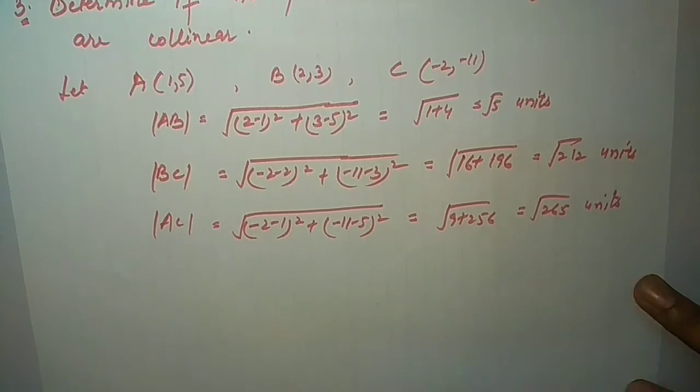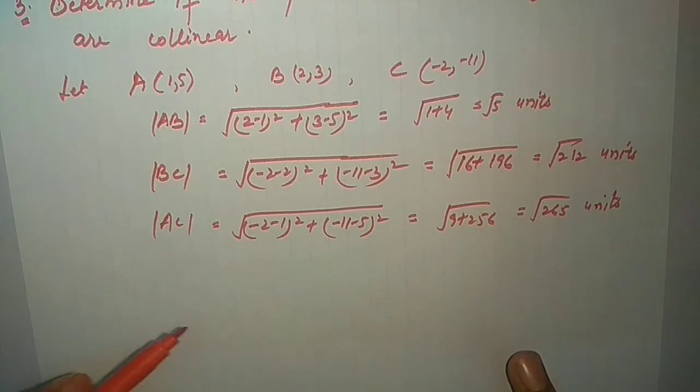Now to show whether the points are collinear or not, the sum of any two sides should be equal to the third one. It's not compulsory that AB plus BC should equal AC. It can be any two sides. The sum of any two sides should be equal to the third one.